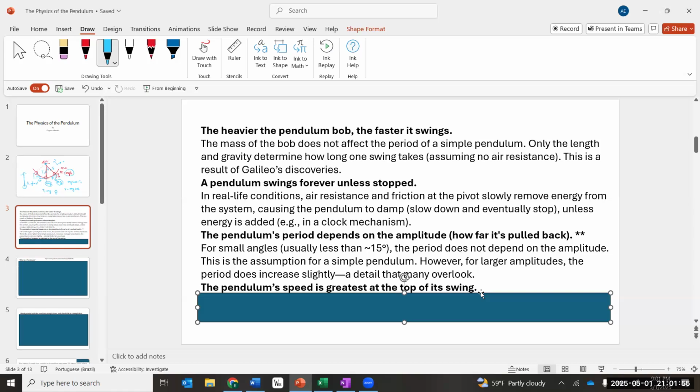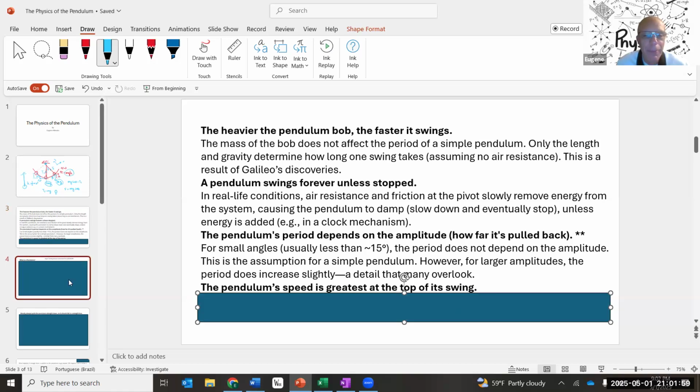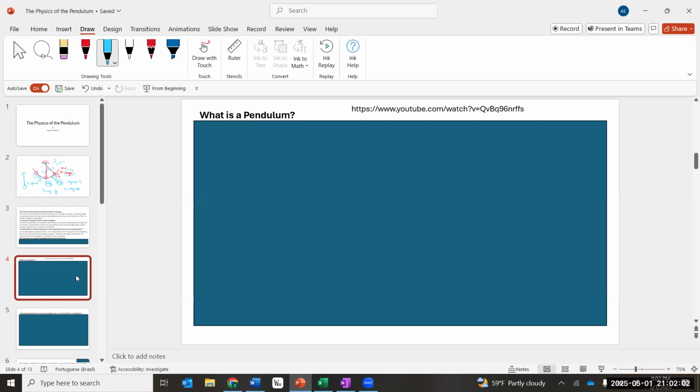No, you just said it's greatest at the bottom, right? At the bottom, because that's where kinetic energy is strongest. Yeah. So to the question, what is a pendulum? Can you explain what is a pendulum?